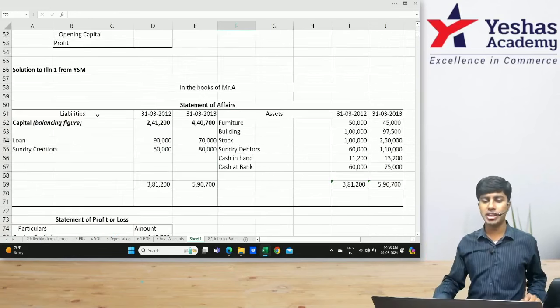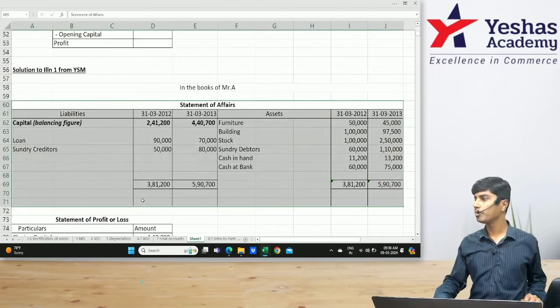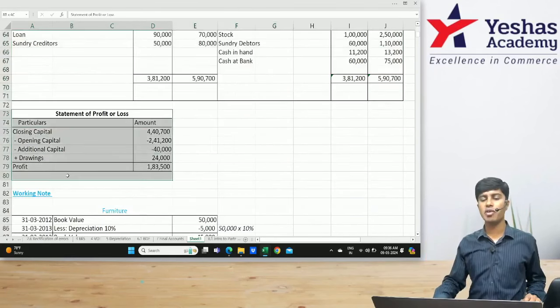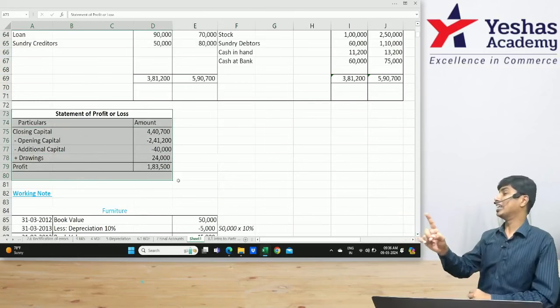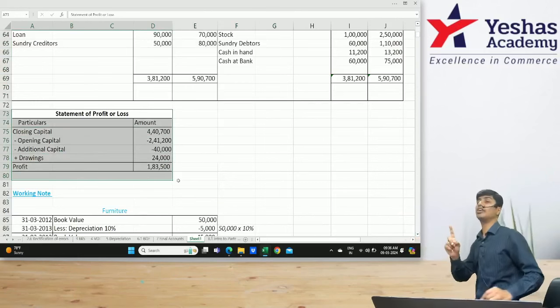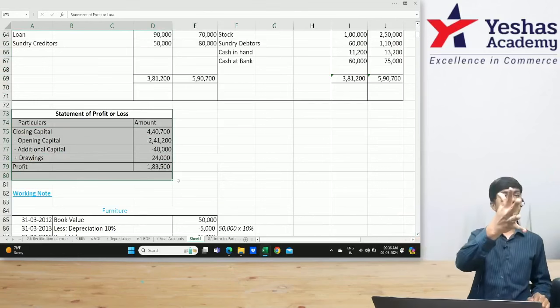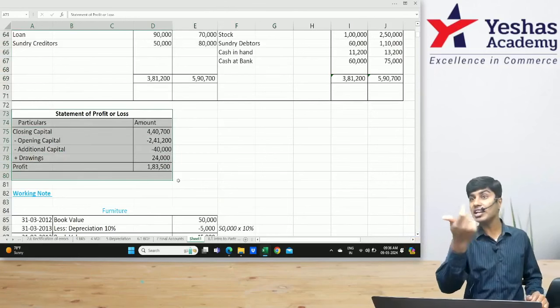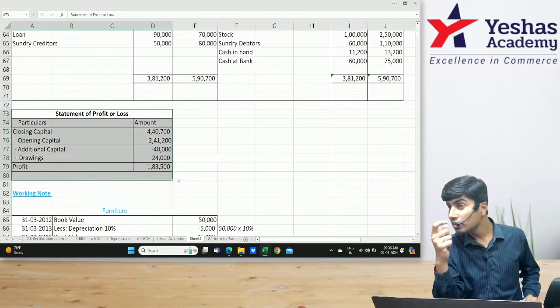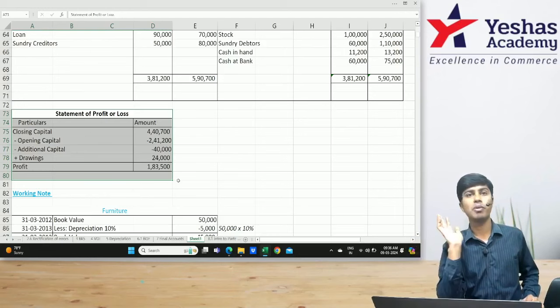You did 2 years statement of affairs. How many years statement of affairs? And what you did here is statement of profit or loss. Remember, in single entry under statement of affairs method, statement of profit or loss will not include income and expense. It is the difference between the capitals. It is what is found as profit.